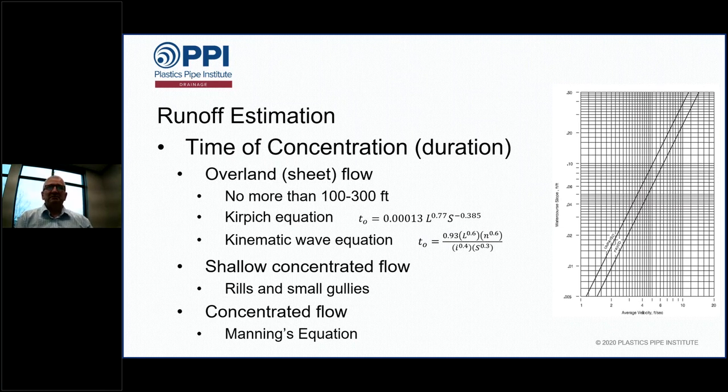Shallow concentrated flow is as water gets in the rills and small gullies, and then finally your concentrated flow, and for that you just use Manning's equation. Now there's some really nice charts, and the chart at the right tells you your average velocity for shallow concentrated flow based on the water slope, and then from that you know your distance of your shallow concentrated flow, so you can get your time of concentrated flow.